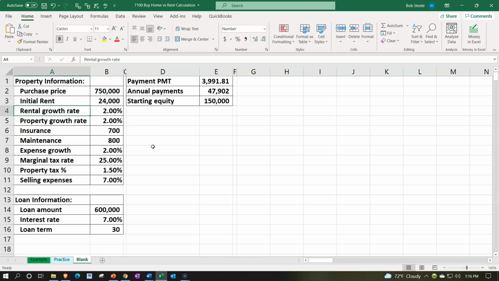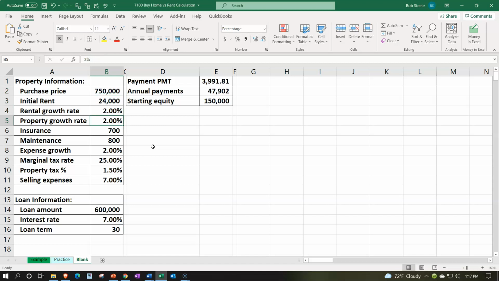The rental growth rate, so we're going to say that the rent's going to go up from year to year. We're going to assume by 2%. Obviously, these assumptions you can change if you're predicting kind of inflation or what's going to happen in those terms. The property growth, we're going to say the property is going to grow at the same rate, meaning if I purchase the home, I think it's going to be increasing by 2%.